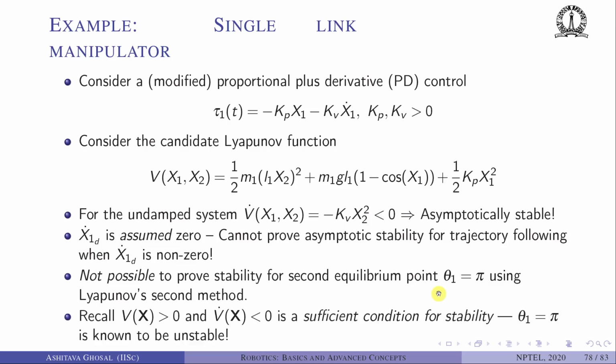Okay, recall that V of x greater than 0 and V dot of x less than 0 is a sufficient condition for stability. And theta1 equals pi is known to be unstable. So the Lyapunov theorem has nothing to do with instability. This is a big thing. Many people don't understand what is meant by a sufficient condition.